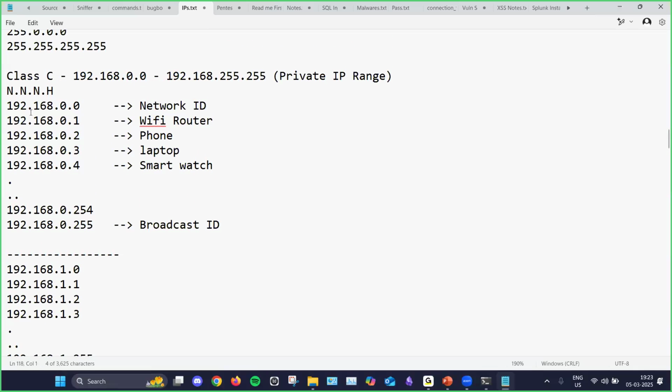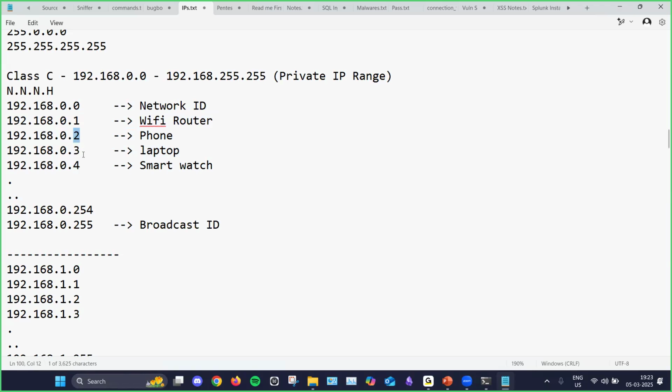But what about the network and host portions? Whenever there's a host portion, guys, it just identifies each host in that network. So the .1 could be my Wi-Fi router. .2 could be my mobile phone. .3 could be my laptop. .4 could be my smartwatch. So each of these unique host portions identifies a unique host in the network.